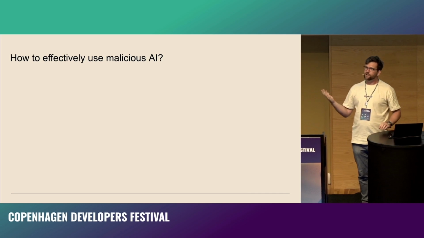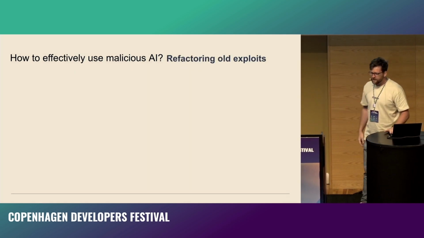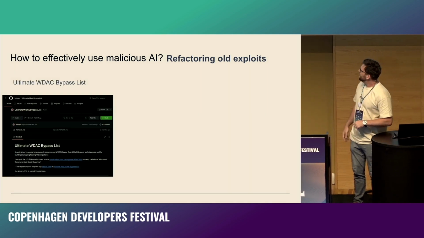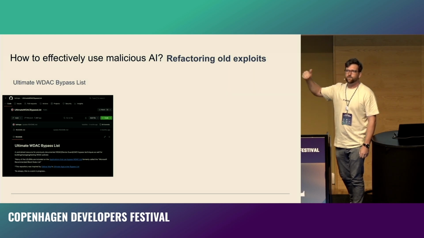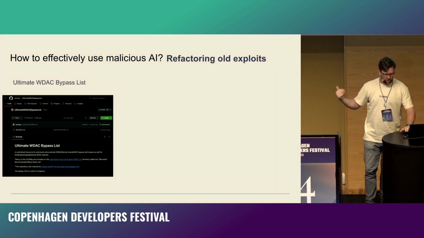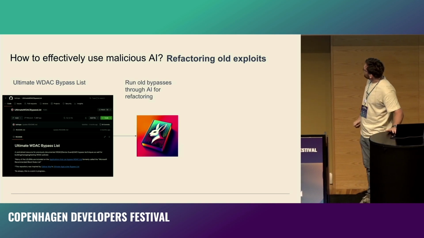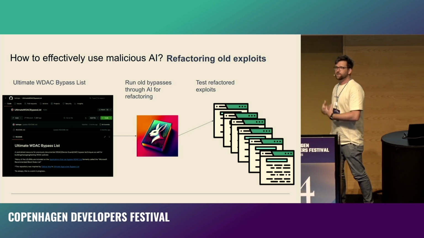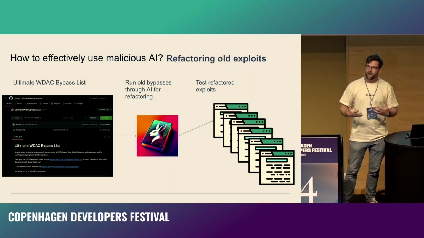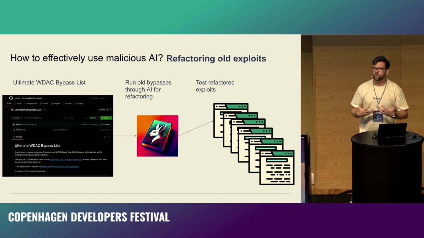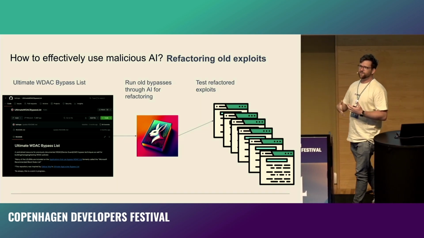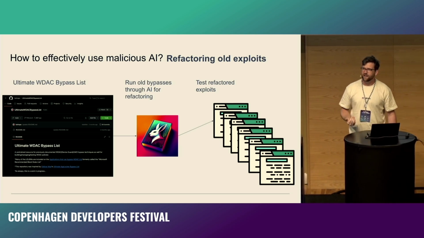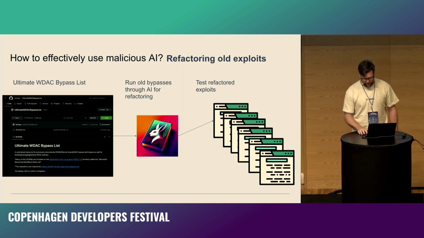So how can you use these malicious AIs as a hacker? One way is refactoring old exploits. For example, there's a list of Windows Defender bypasses, old bypasses that used to work on Windows Defender but no longer do. We've run these through an AI model to refactor them, and then tested those refactored exploits, and a lot of them work. What this means is that if you've got a bug or an exploit that was working on your system and you've patched it, you have to make sure you've really patched it in the underlying way, so that someone can't just use an AI model to refactor it, change the language, or change the signature to get it working again.